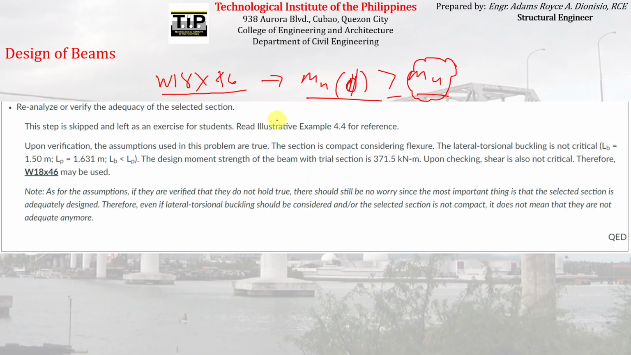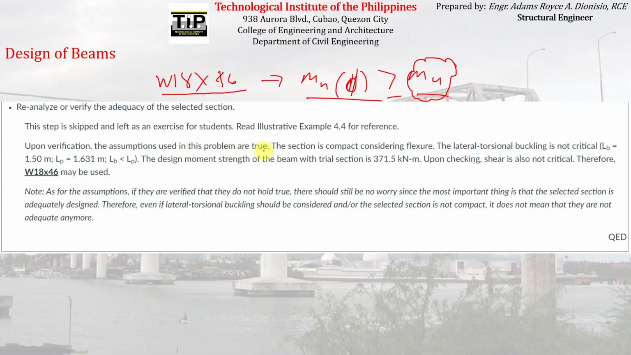For the analysis of a W18 by 46, this is already skipped in this particular example. So that is already left as an exercise for the students. You can just refer to illustrative example 4.4 for reference for the analysis. Upon verification, the assumptions used in this problem are true.